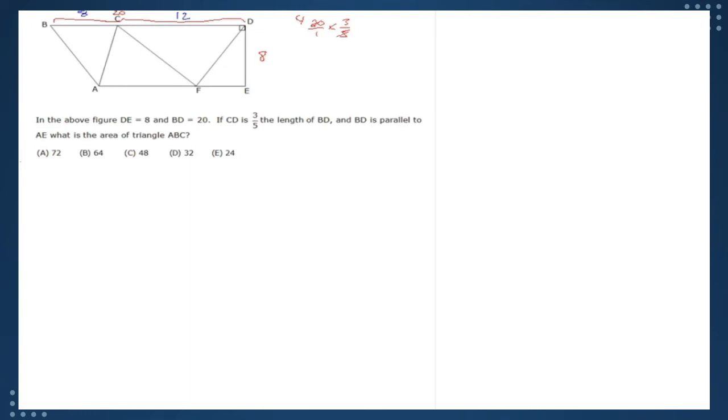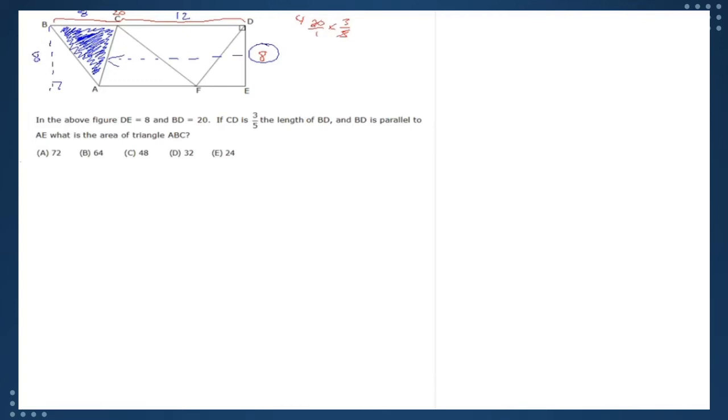Now, the interesting part is that the height is not AC. Some people may think it is. They may be trapped to think it is. They may think DA is the height. But really, the height is DE. And if you were to slide this over, this is the equivalent of DE, and that's going to be 8, and that's also the height of this triangle.